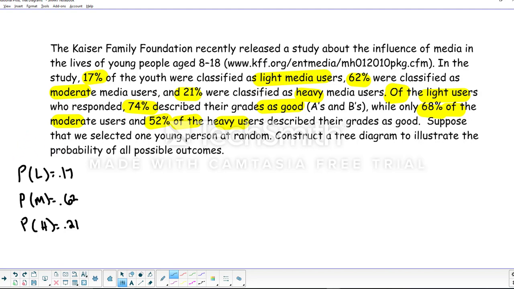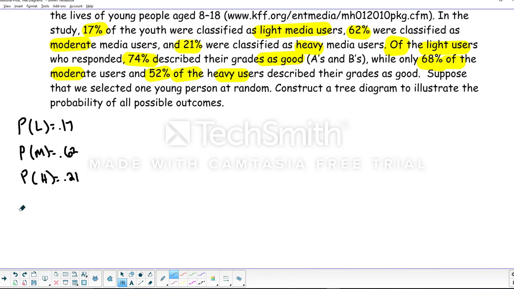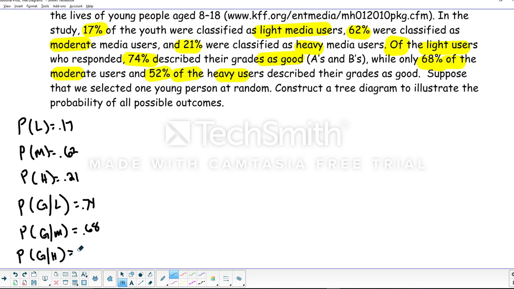The next thing I knew was some conditional probabilities. So I had to recognize those as conditional by the words "of the light users." Those that said their grades were good, 74%. Given that they were a moderate user, those that described their grades as good, that was 68%. And given that they were a heavy user, 52% described their grades as good.